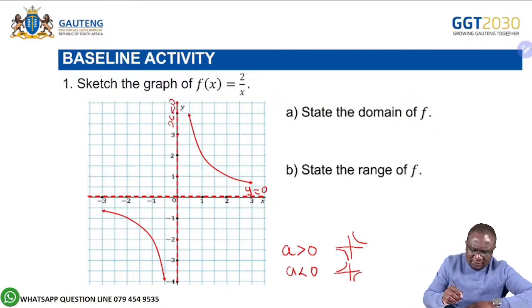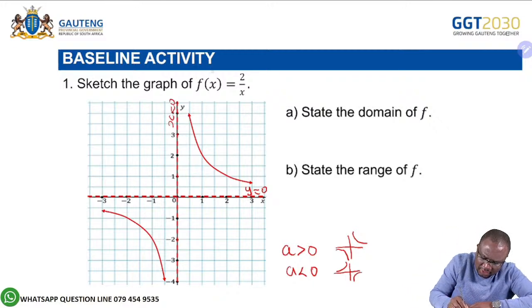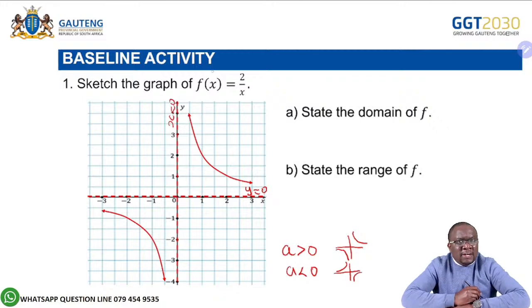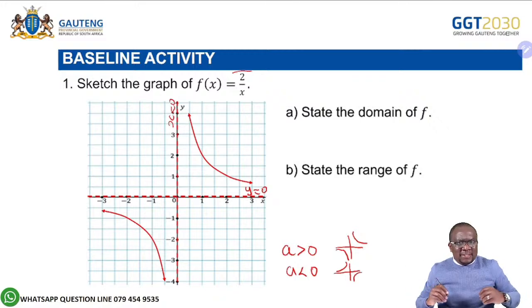Let's look at our function, which is 2 over x. Let me just highlight this part only, not the whole thing. 2 over x. Can x be 0? You can use your calculator and say 2 divided by 0 and see what you're getting. No, it can't be. Why? Division by 0 is undefined. So x cannot be 0. But x can be any other value. We can say from minus infinity to infinity, but it cannot be 0.